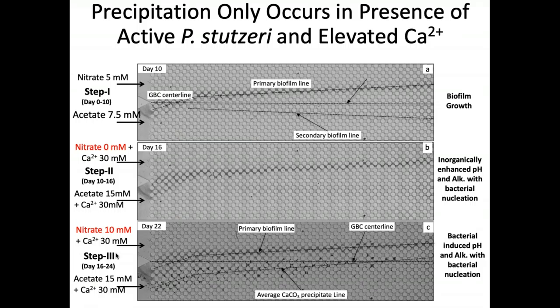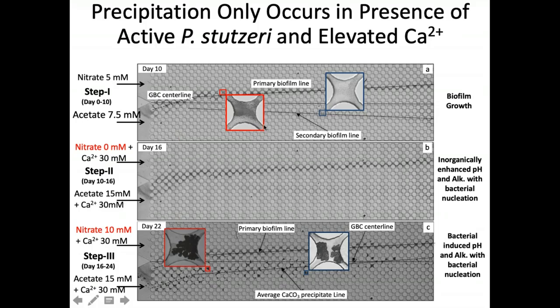I don't want to go into further detail because that would take too much time, but we actually further confirmed that it was active metabolizing bacteria that causes precipitation, not just pH, alkalinity, and nucleation. In addition to that, we need bacteria metabolizing simultaneously. We did the surface charge measurement of these bacteria, and the bacteria that were metabolizing were negatively surface charged as compared to the ones that were not, and that kind of drove this precipitation.